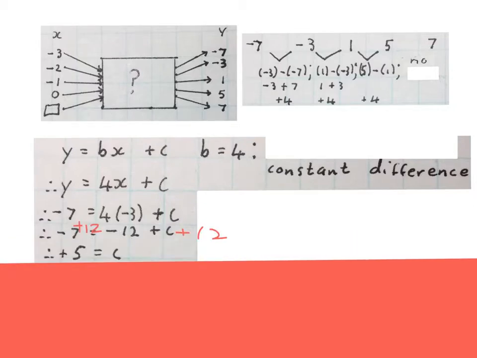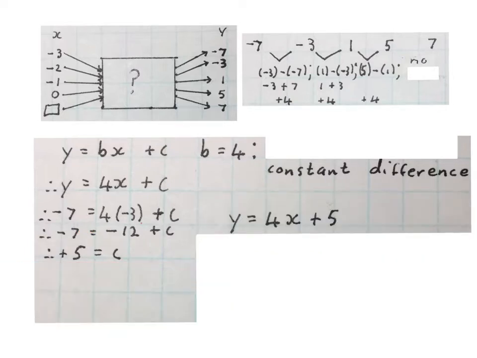Minus 7 is equal to minus 12 plus c. You plus 12 on both sides and you get c equals 5. So the algebraic description of the relationship between this x and this y value is y equals 4x plus 5. If they ask me to explain this relationship in words, I will say I take the input value, times it by 4, and then add 5. That will give me my output value. And like I said, this is the explanation of the relationship in algebraic form.